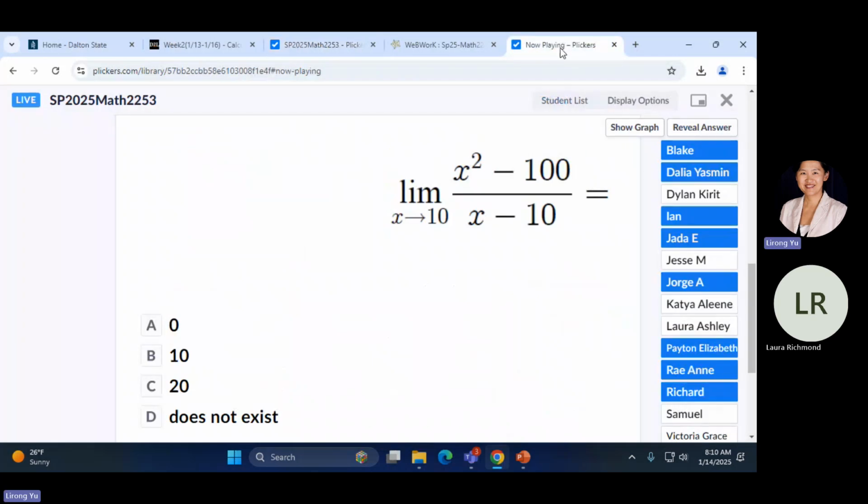Okay. We're doing this calculation. If x is approaching 10, what happens to x squared minus 100 divided by x minus 10? That's right. Thank you. No.